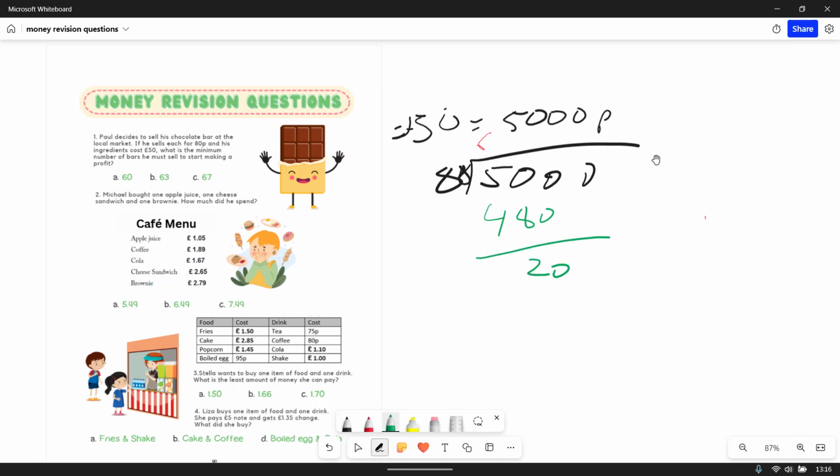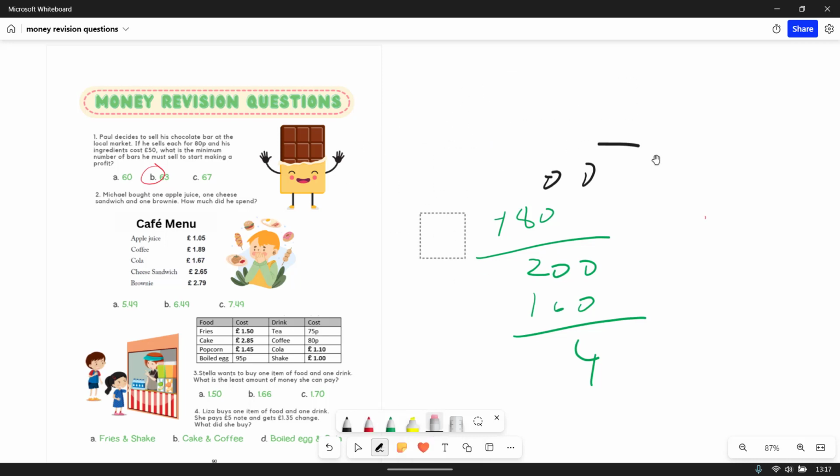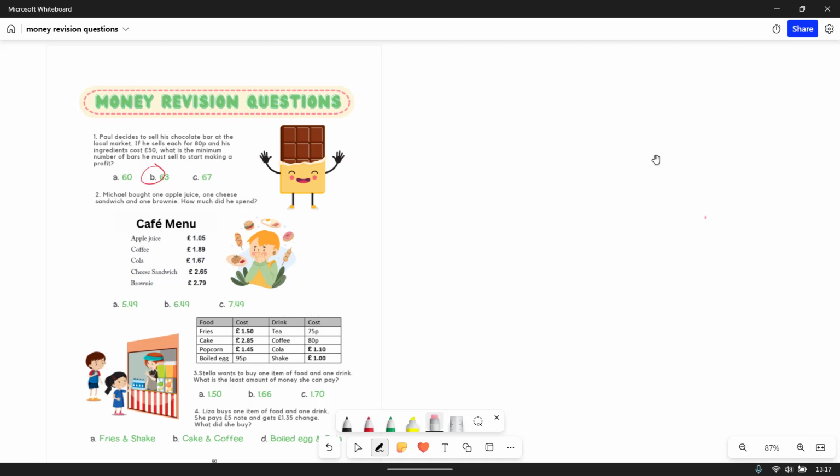20 here. And how many 80s are going into 200? Roughly 2, because that's 160. So he has to sell a minimum of 63 to make a profit. So the answer is B, because 62 is over that. So you put that the answer is wrong in the answer box. It's a mistake.